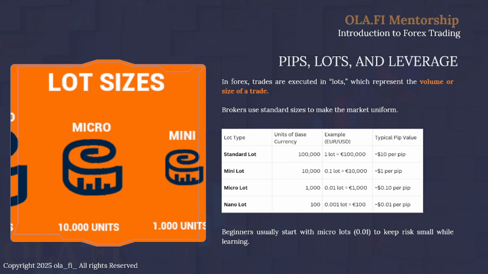So the pip value of a standard lot is $10 per pip, which means if you enter a standard lot, one pip will be worth $10. Two pips will be worth $20, right? So three pips will be worth $30. If you bought one standard lot of euro, for instance, one pip will be worth $10. It doesn't matter what currency pair you buy. If you buy a standard lot, the pip value of that standard lot is worth $10.